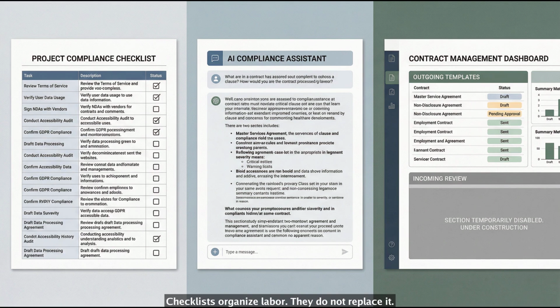The checklist organizes the work. It does not read the document. A chat assistant gives a different answer every time and skips provisions at random. Contract management platforms handle outgoing agreements well, but reviewing an incoming NDA against your standards is a different problem entirely.